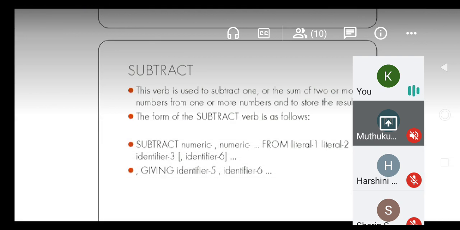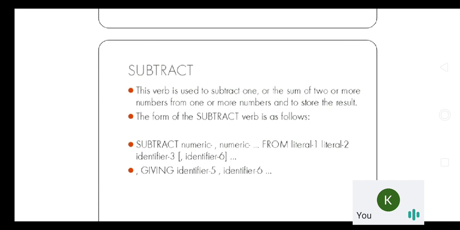You have two general forms here. The first general form uses from, and the second general form uses the giving option. In the previous example, the add verb had two subcomponents, to and giving. In subtract, we are using from and giving. So make a note: in add we use to and giving, and in the subtract verb the two components are from and giving. This is very important.